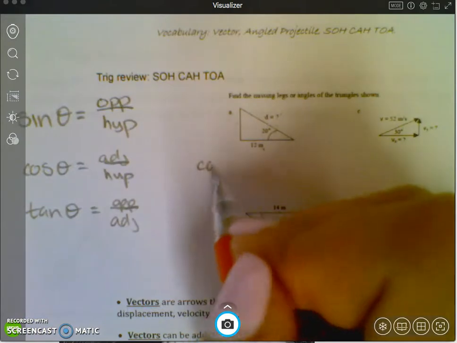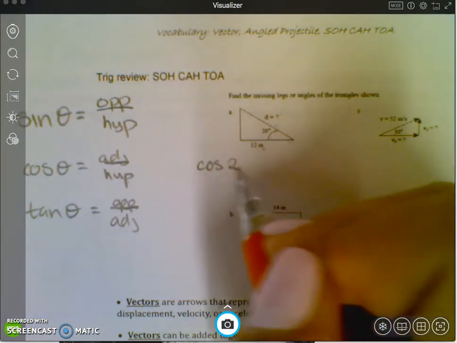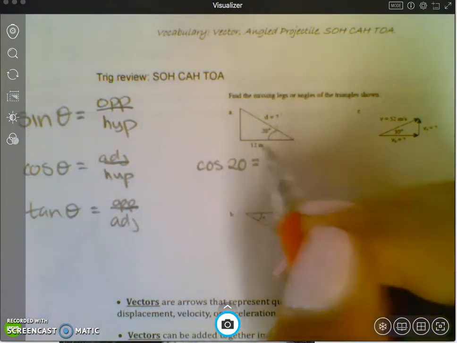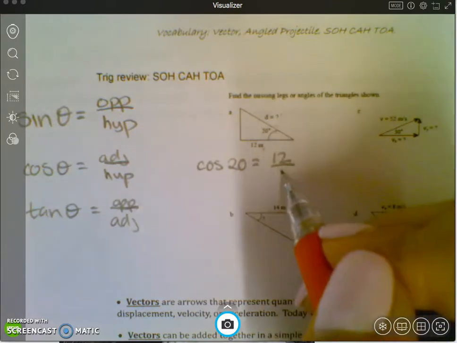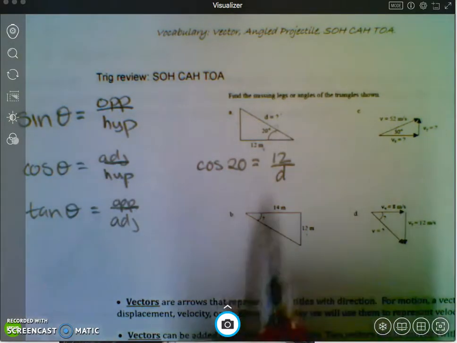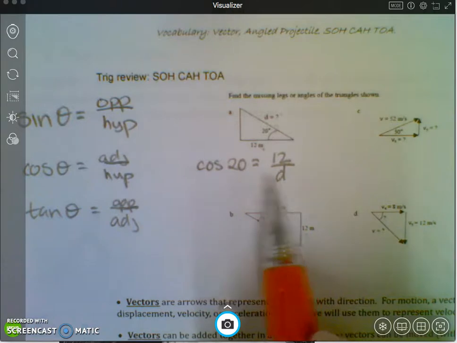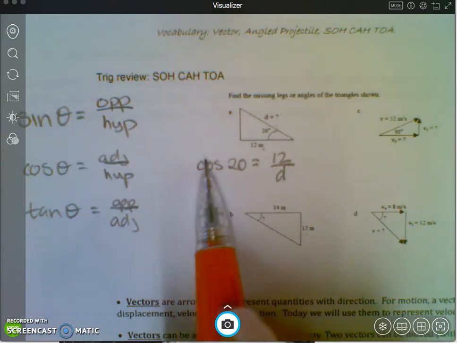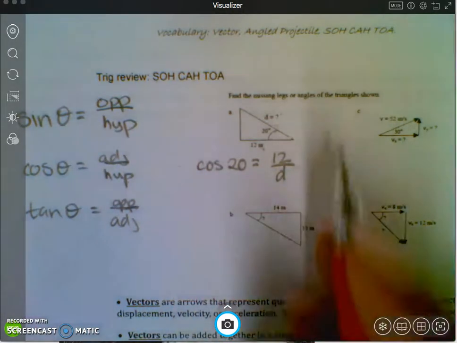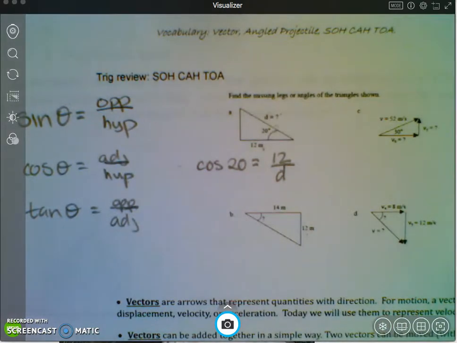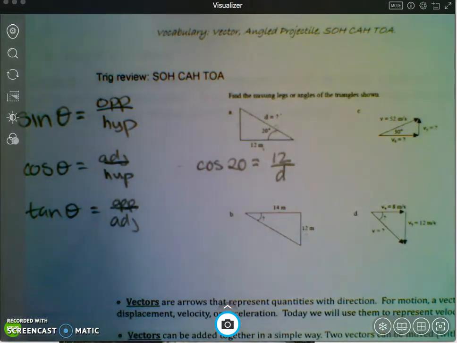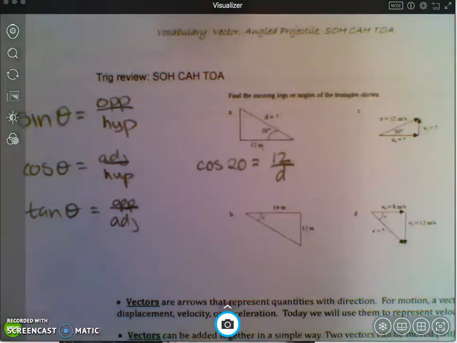When you set this up, you'll go cosine theta, which is 20, equals adjacent over hypotenuse. Then you solve. In this case, you need to multiply by the hypotenuse on both sides and divide both sides by cosine 20. You should be able to get 12 divided by cosine 20, and you get 12.8.